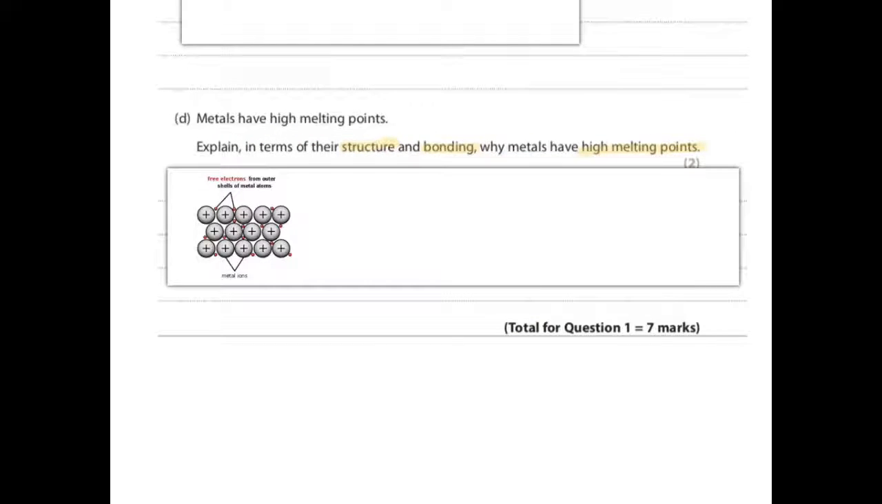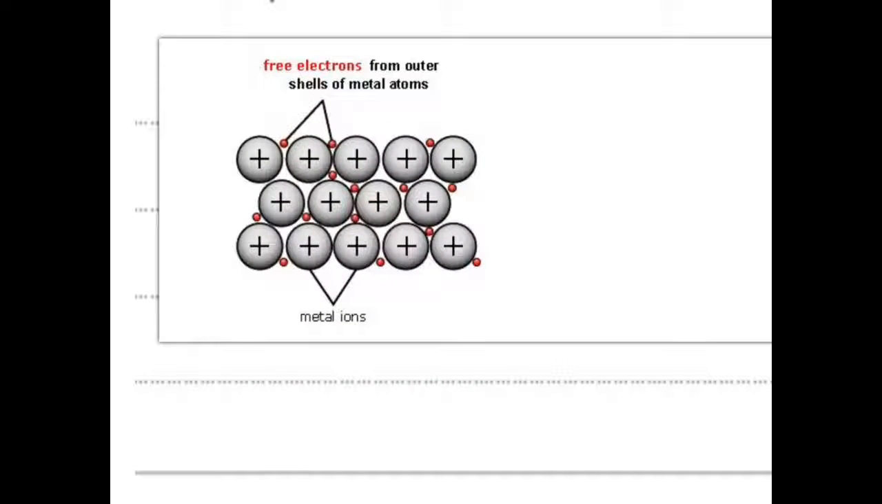Metals have high melting points. Explain in terms of their structure and bonding why metals have high melting points. Well, if you look at metals, you have basically a lattice of cations, or positively charged nuclei, and in metals you basically have delocalized electrons. So the electrons, unlike in non-metals where they orbit in the shells and they're restricted to those shells, here they can actually move in between the lattice structure throughout it, and that's why metals conduct electricity.